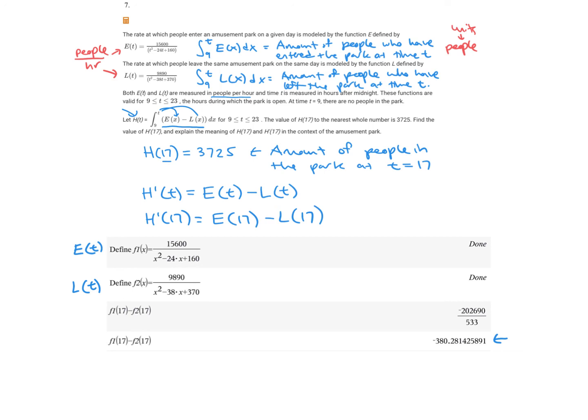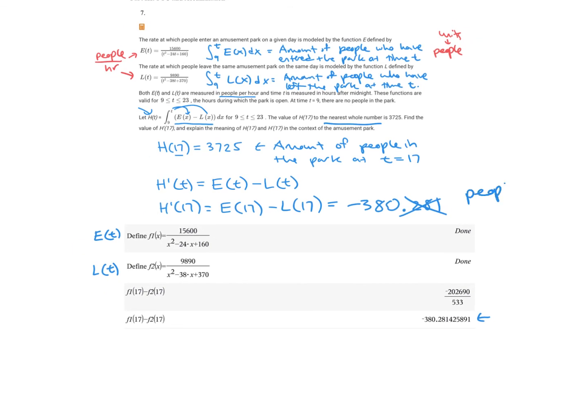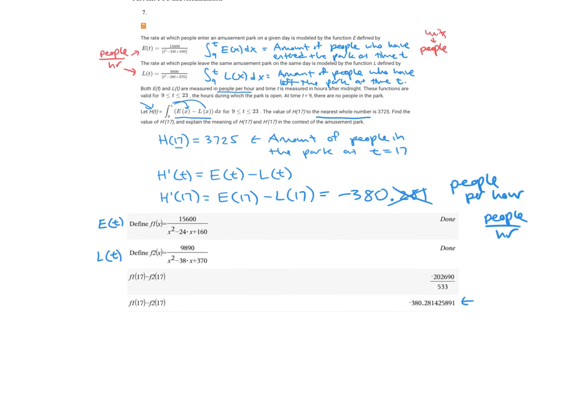So h prime of 17 is negative 380.281. Oh, actually it says to round to the nearest whole number, so I'm just going to ditch those. About negative 380, and the units are people per hour, or I could write that as people over hours. And what that means is it's the rate of change of the amount of people in the park at t equals 17 hours or 5 p.m.